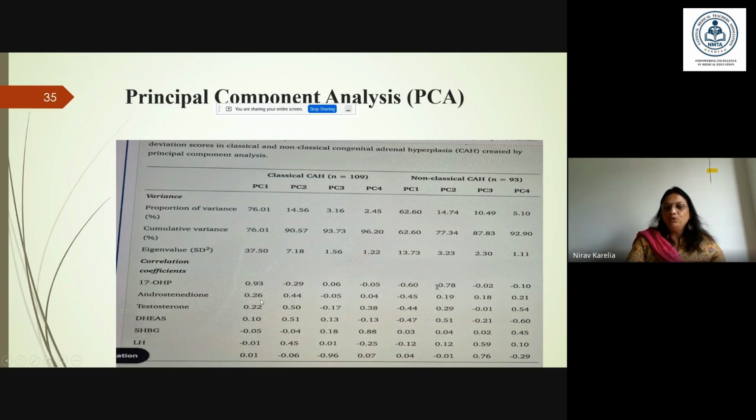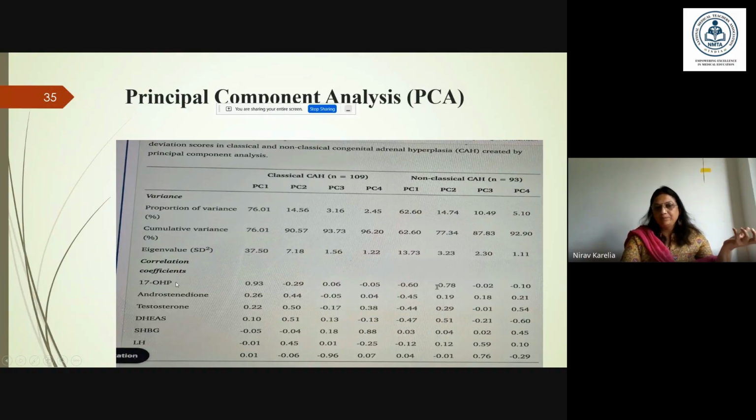Now this principal component analysis tells me about PC1, and again this is a correlation. All of you know that correlation of +1 is the best correlated. The one near 1 is 17-OHP. So among all the hormonal assays, if I want to give more weightage to the one most correlated with my patient diagnosis, it is the 17-OHP hormonal assay, because it is highly correlated. Others are negatively correlated and the association is very poor, but this one is 0.93. So in the model I develop, more weightage is given to this.